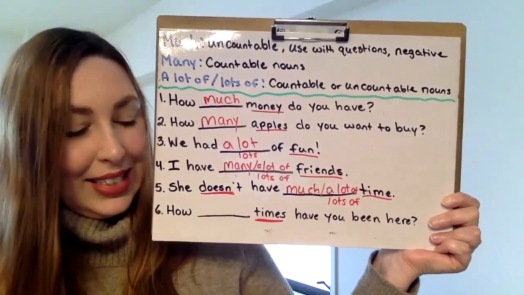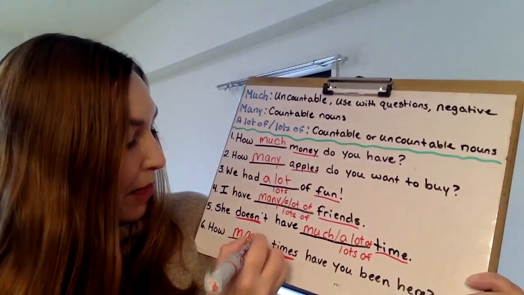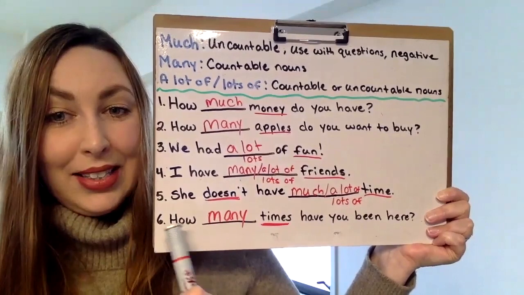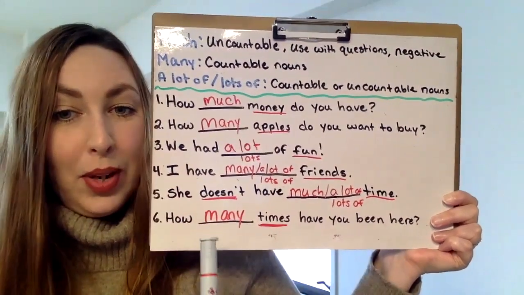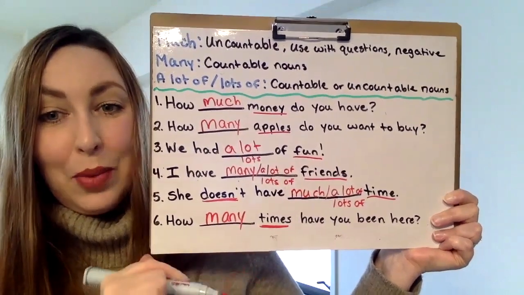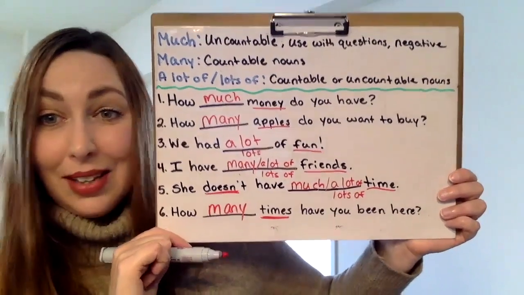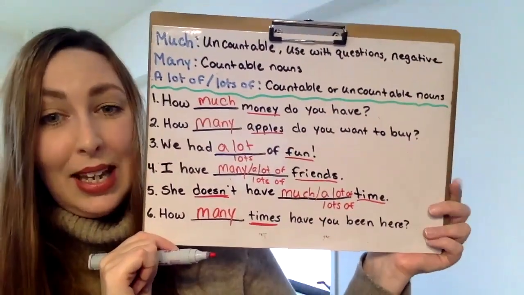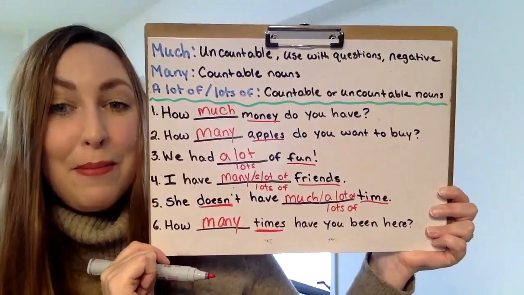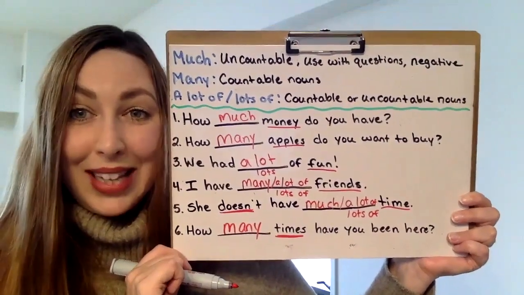So how times have you been here? The correct answer is how many. How many times have you been here? So this is a question form with how. We cannot use a lot of or lots of. We could say, have you been here lots of times, a lot of times, many times? But how many times have you been here? How many? All right.